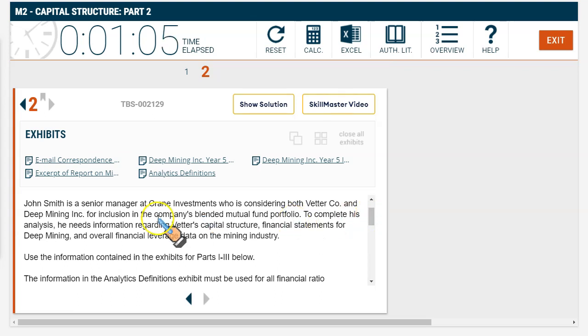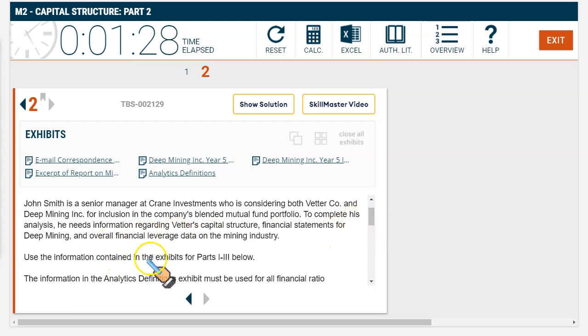Simulation 2, Capital Structure Part 2. John Smith is a senior manager at Crane Investments who is considering both Vetter Company and Deep Mining Incorporated for inclusion in the company's blended mutual fund portfolio. To complete his analysis, he needs information regarding Vetter's capital structure, financial statements for Deep Mining, and overall financial leverage data on the mining industry.